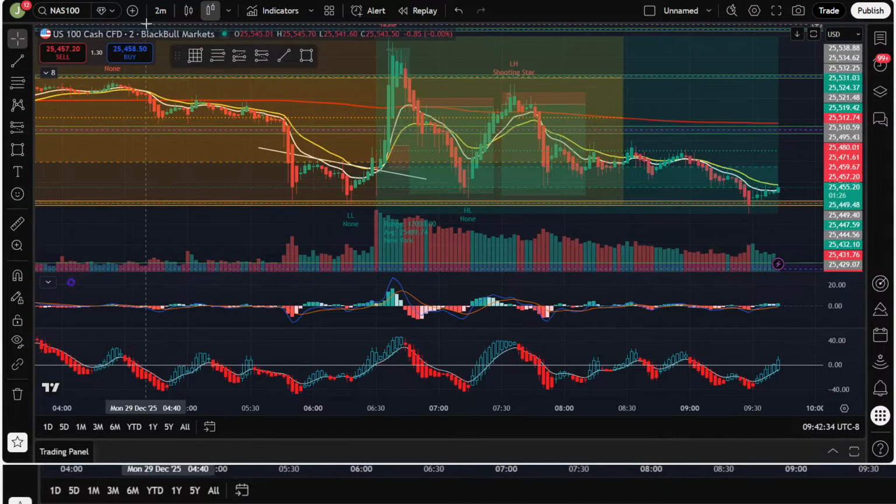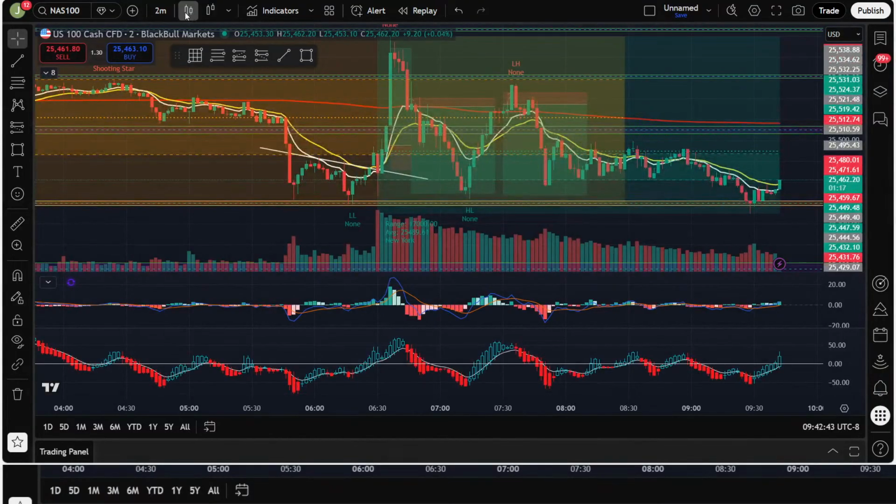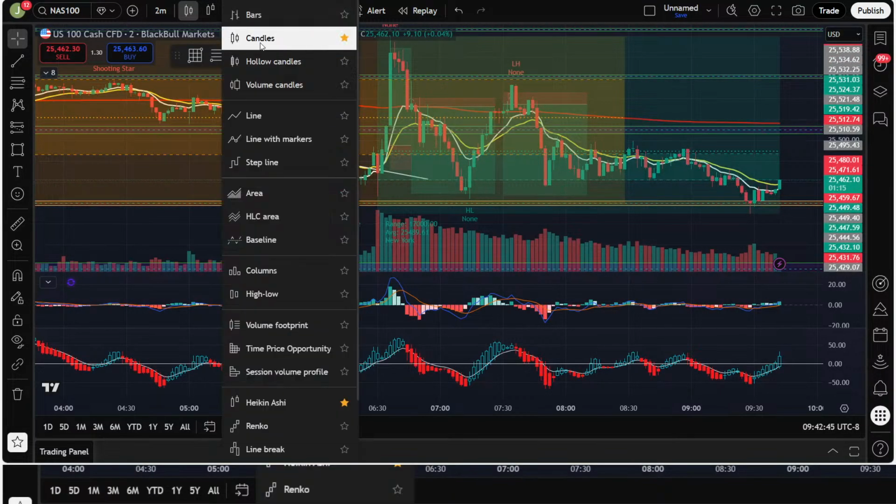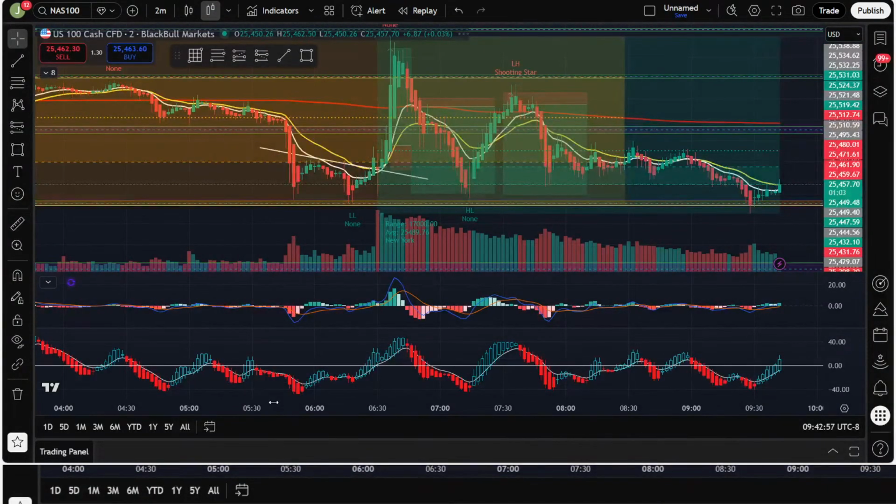I do have HA candles on. If you aren't familiar with HA candles, they're the Heiken Ashi candles. How you get those on, you come up here and hit this drop down, and you can either have regular candlesticks or you can come down here and turn on your HA candles. They will be all the way down at the bottom. So we'll turn those back on.